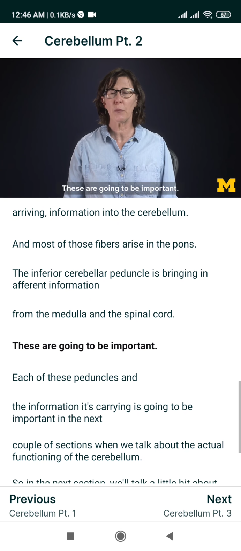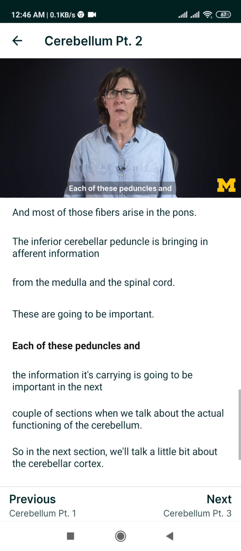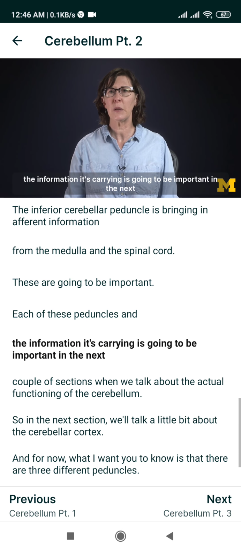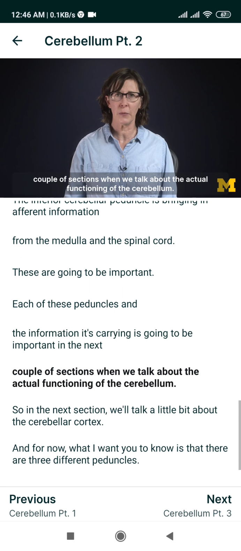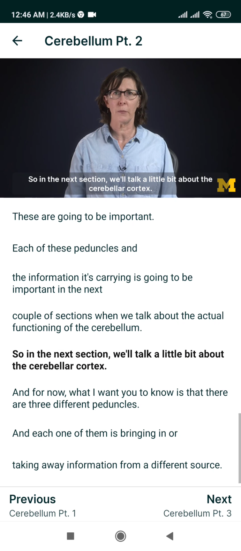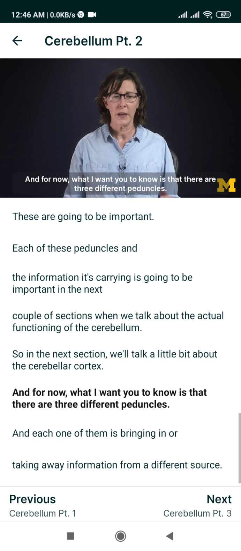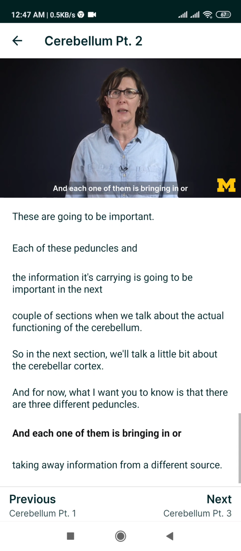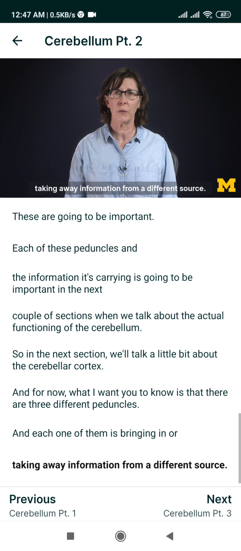These are going to be important. Each of these peduncles and the information it's carrying is going to be important in the next couple of sections when we talk about the actual functioning of the cerebellum. So in the next section, we'll talk a little bit about the cerebellar cortex. And for now, what I want you to know is that there are 3 different peduncles, and each one of them is bringing in or taking away information from a different source.